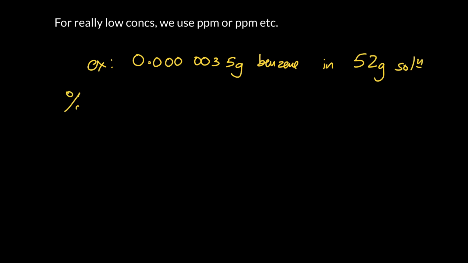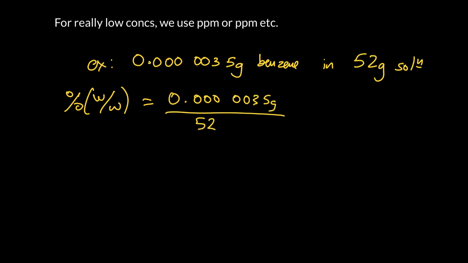So the percent by weight is going to be the weight of benzene, so 0.0000035, okay, over the weight of the solution, so 52. And remember, we convert to a percentage by multiplying that by 100. And if we go ahead and type that in, we get an exceptionally small percentage, which I make to be 0.000067%. And you look at that and you're like, oh my gosh, that's way too small. So instead of that, we're going to use parts per million and parts per billion.